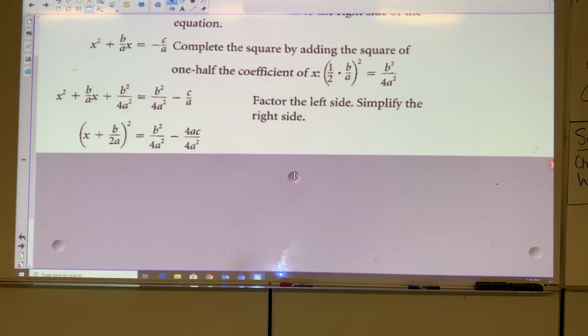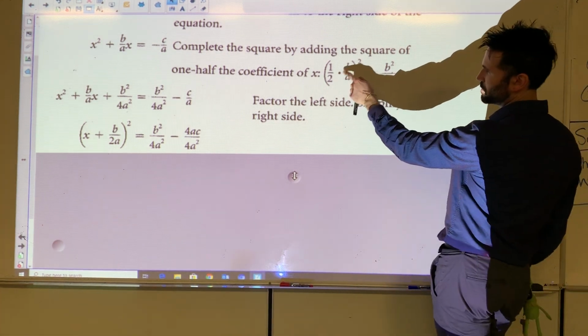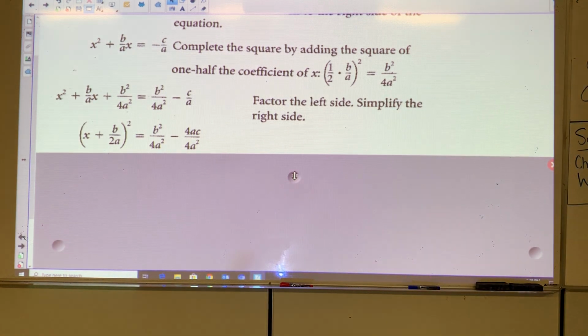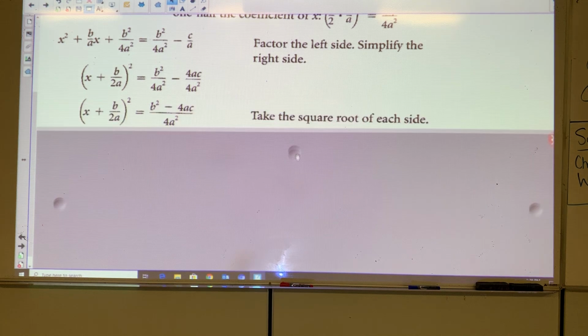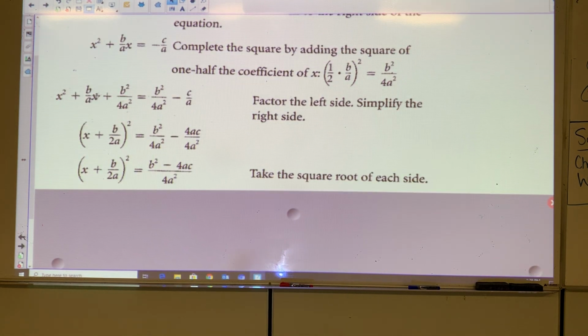We can factor it. So it's going to be x plus b over 2a, which will be that intermediate step right here, right? B over 2a, just like I was telling you before. In the meantime, what have we done over here? What else? We factored it. We moved this constant term over to the other side, I think as well.